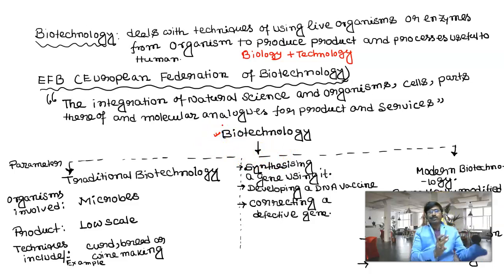Before modern biotechnology came, there was traditional biotechnology where the organisms involved were microbes, and production was low scale. Nowadays production has increased by the use of modern biotechnology, where we use genetically modified organisms, in vitro fertilization techniques, synthesizing genes and using copies of them, developing DNA vaccines and correcting defective genes. These are applications in different areas of modern biotechnology.